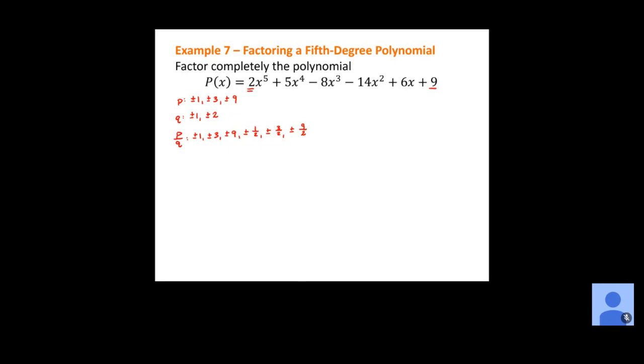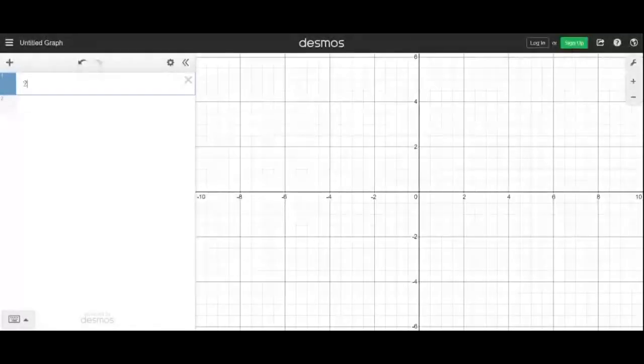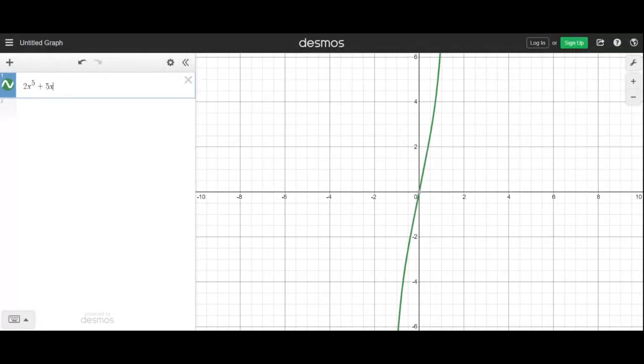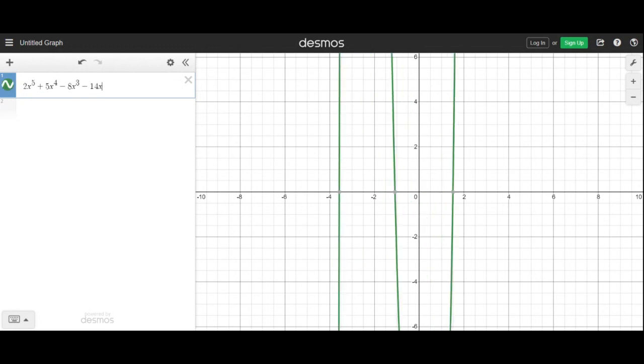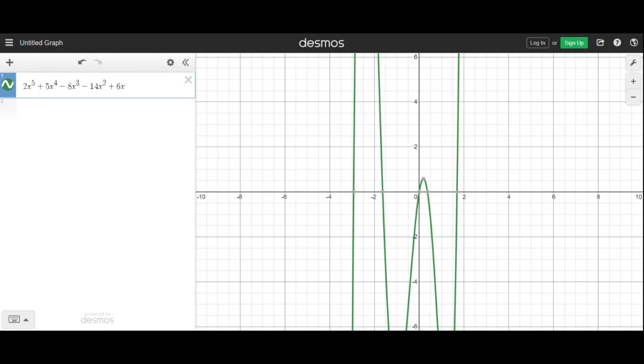Okay, what do we want to do next? Good. Let's graph to see which ones might work, right, before we actually test anything. I'll switch over to Desmos. We'll put this in there. Take a look at the graph. All right, so we got 2x to the 5th plus 5x to the 4th minus 8x to the 3rd minus 14x squared plus 6x plus 9.